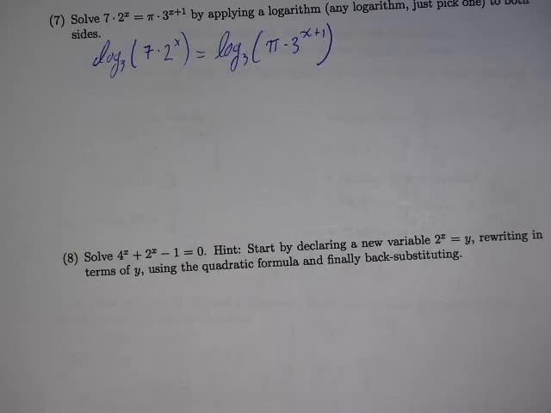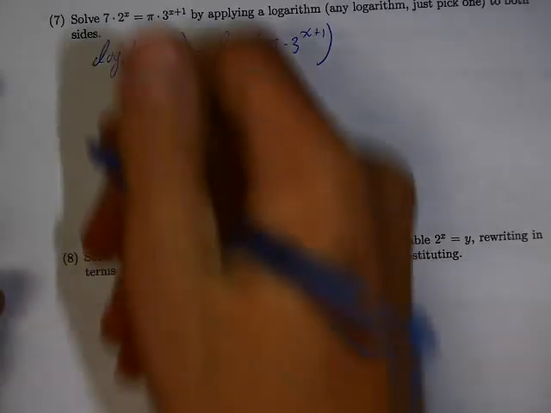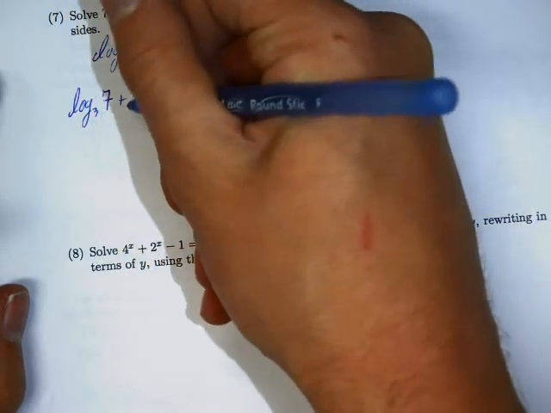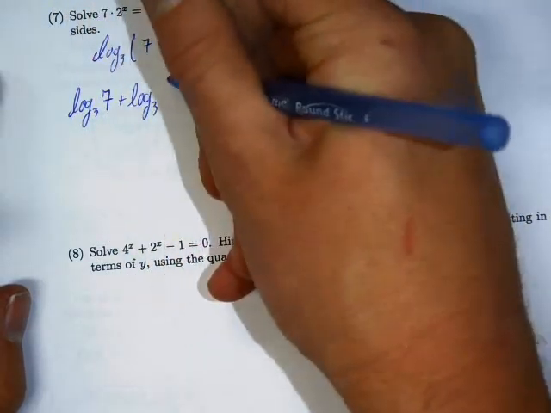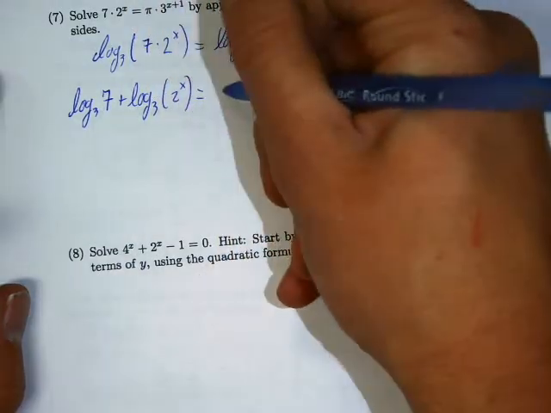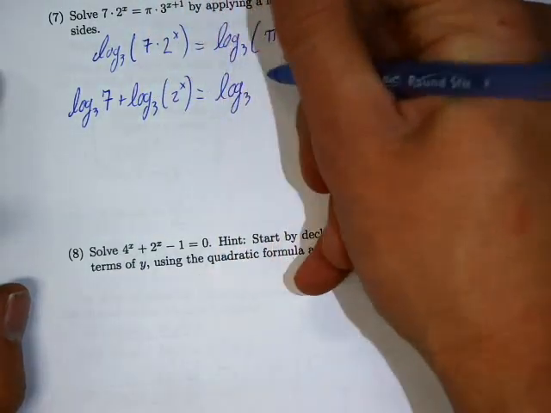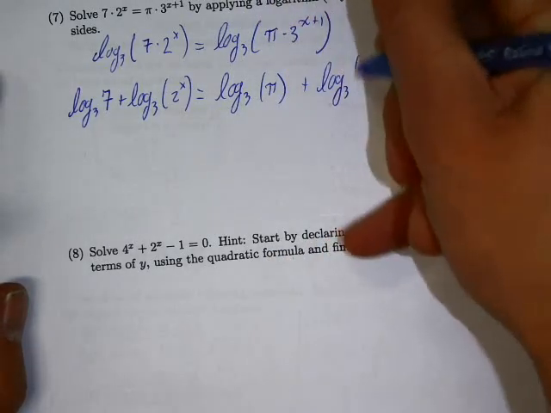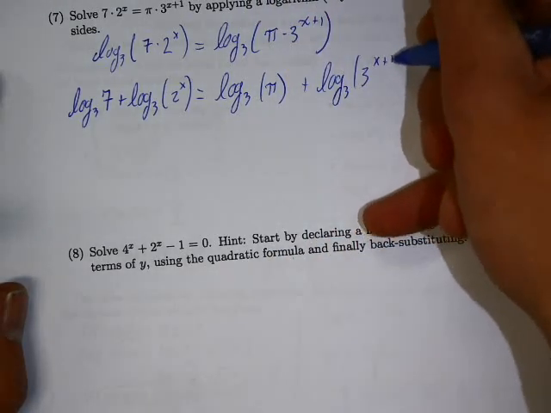I see multiplication inside of that log base 3. What does log do to multiplication on the inside? It becomes addition on the outside. So I'll get log base 3 of 7 plus the log base 3 of 2 to the x is equal to the log base 3 of pi plus the log base 3 of 3 to the power x plus 1.